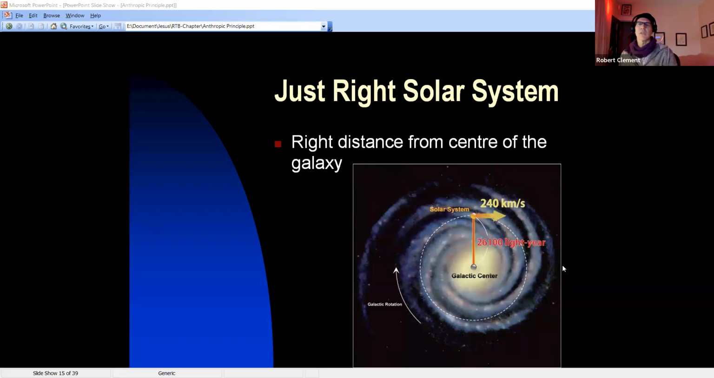I see. So it's like a centrifugal force, I guess, in a way. Yeah, you know, that's pretty fast. 240 kilometers a second. That's pretty fast.